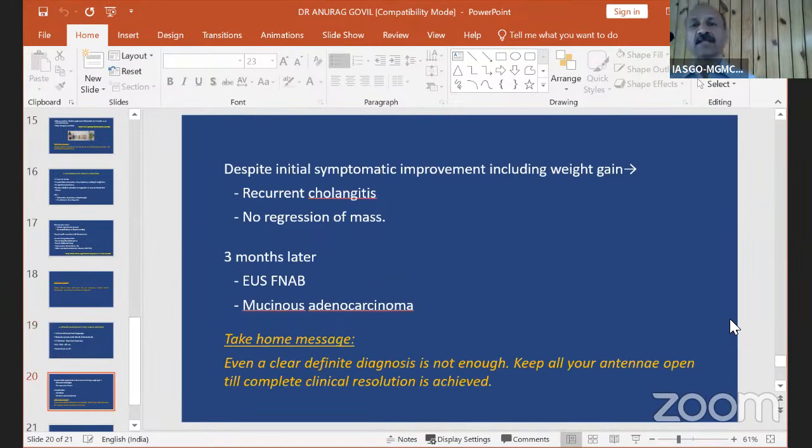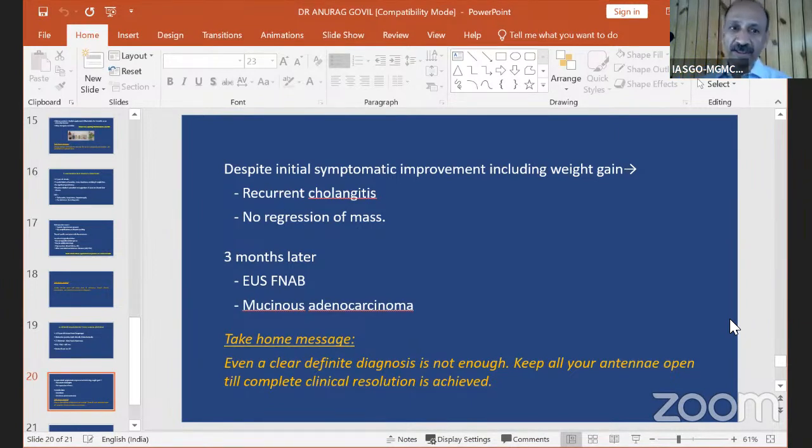Over the next 2 months, there was weight gain and symptomatic improvement, but this doctor kept coming back to us with recurrent cholangitis. About 3 months down the line, when we investigated further, we realized that the mass was not regressing despite symptomatic improvement. We were not happy, so we did an FNA and found that he had mucinous adenocarcinoma.